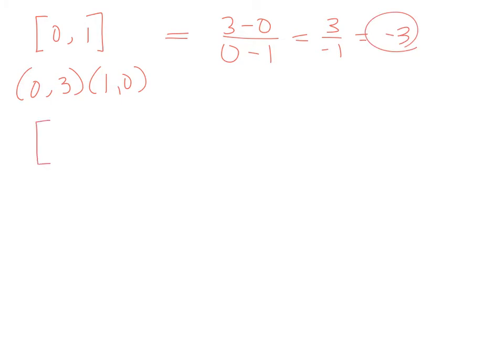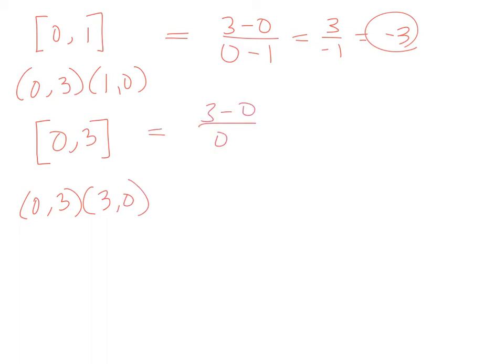My next interval it's asking for is 0 and 3. I'm looking at my graph. 0, 3, x equals 0, y equals 3, x equals 3, y equals 0. Change in y over change in x. 3 minus 0 over 0 minus 3 is 3 over -3, -1.